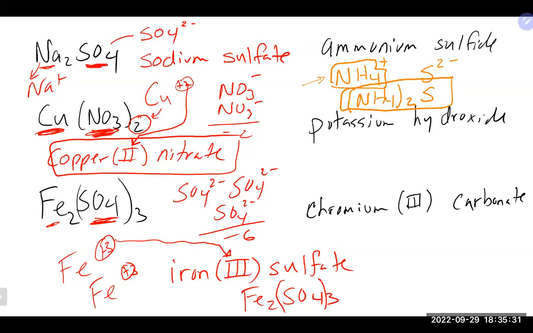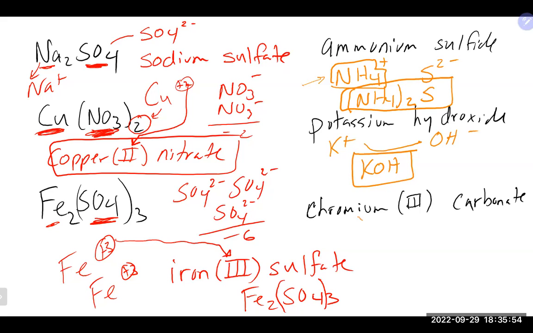That tells us we have 2 of the NH4s, each at +1, which gives us a +2 to balance out the -2 that we have for the sulfur. Any questions on that one there? Potassium is K+, group 1. Hydroxide is OH-. So we are good to go on that. That is going to be a KOH situation.